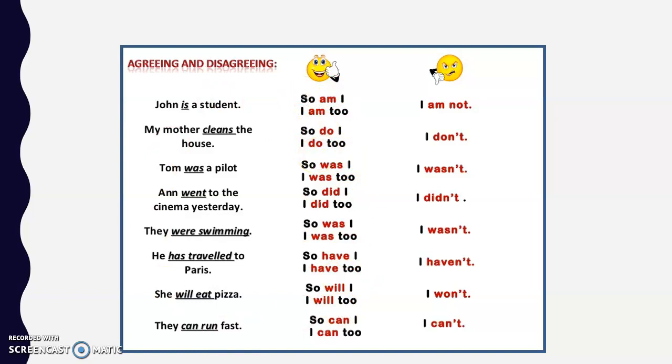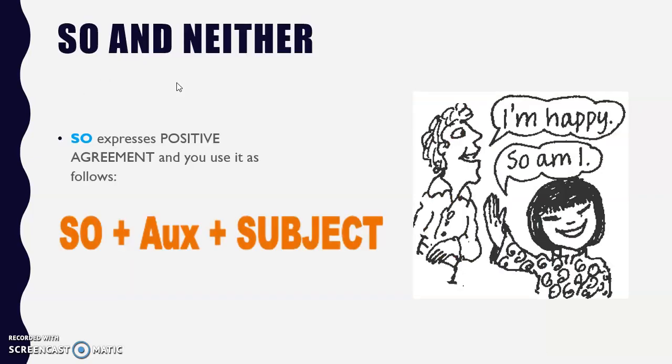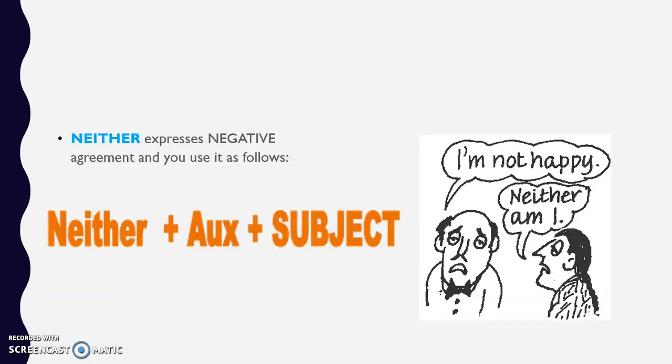This is a form in which you are going to use so. On the other hand, if you are going to express a negative agreement, you are going to use neither. Remember that so is going to be translated as "yo también," and neither is going to be translated as "yo tampoco." So it is agreement, but in a negative way. For example, when you say "I am not happy," you can say "neither am I," and this means that you are having the same negative opinion. As you can check, the formula is very similar with neither and so.